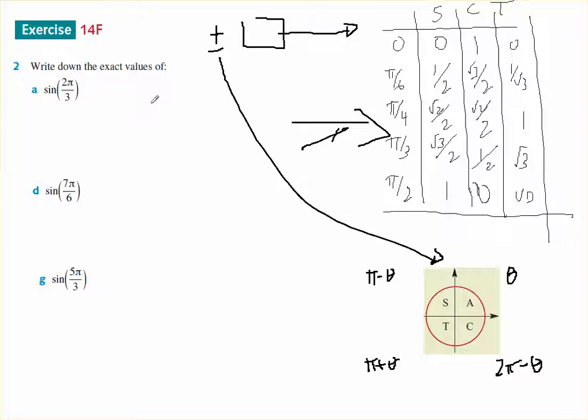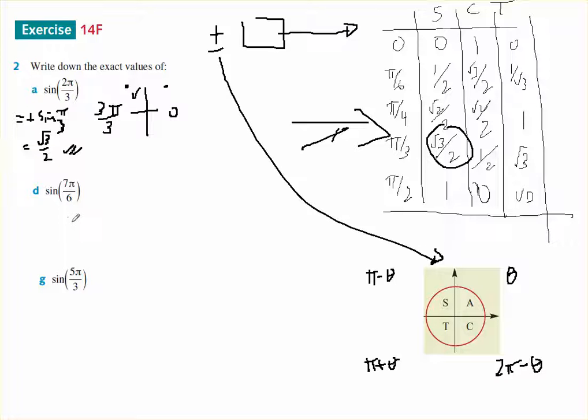Okay, sine of 2 pi on 3. Where is 2 pi on 3? If this is 0 and this is pi, that's 3 pi on 3. So 1 pi on 3 is here, 2 pi on 3 is here. So I'm in the second quadrant. In the second quadrant, sine is positive. So this is going to be the same as the positive sine of pi on 3. And this table tells me that the sine of pi on 3 is root 3 on 2. So my answer here is positive root 3 on 2.